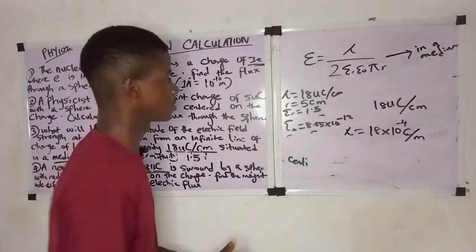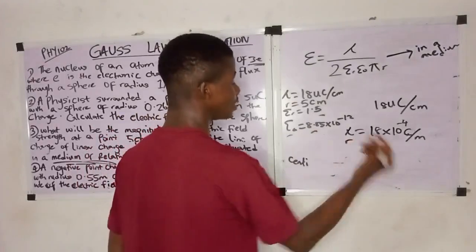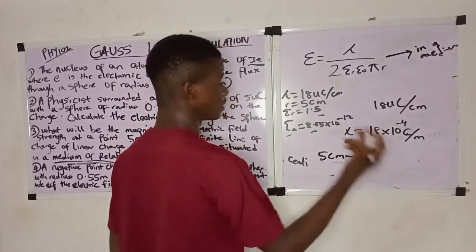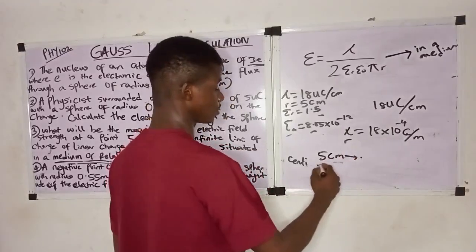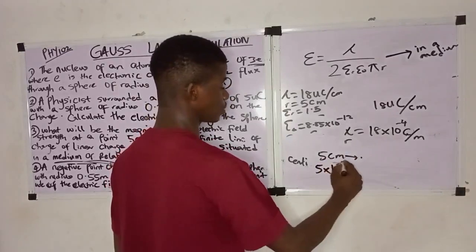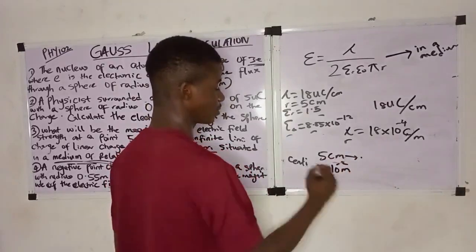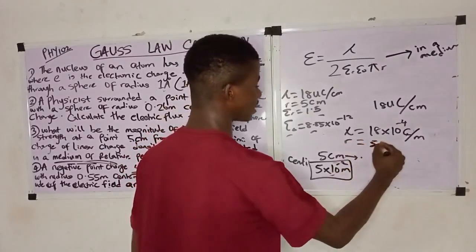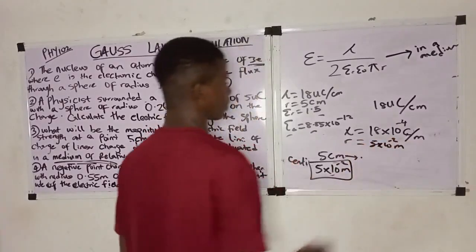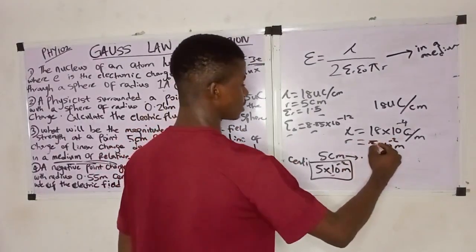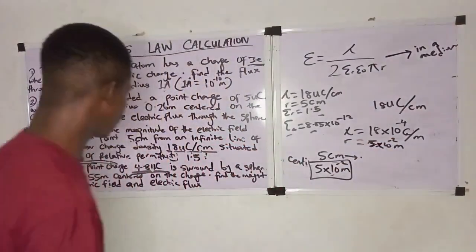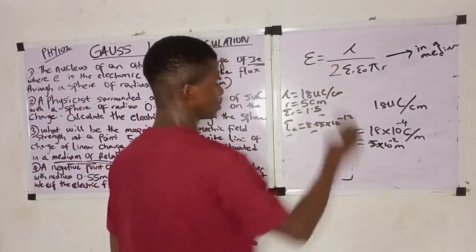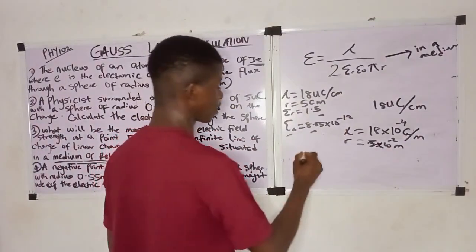Then what about our radius, or distance? Let's convert that centimeter to meter. It's very easy. Remember, centi is 10 raised to minus 2, so we are left with the meter. So R is 5 times 10 raised to minus 2 meter. All right, that is all. Now let's put everything into this formula, looking for the electric field.